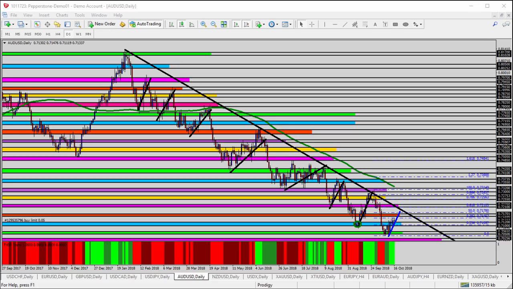Today we're looking at the AUDUSD, the Australian versus the US dollar, for today's trade analysis. What I want to start with is here on the daily time frame. We really have a tale of two competing trends.